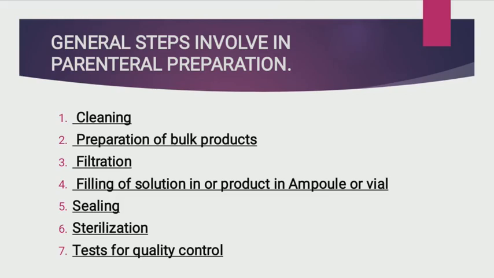So here you can see the general steps involved in parenteral preparation. First we will do the cleaning. Then preparation of bulk products, then filtration, then filling of the solution or product in ampoule or vial, then sealing, after the sealing the sterilization, and last one is test for quality control. So these are the general basic steps in parenteral making.